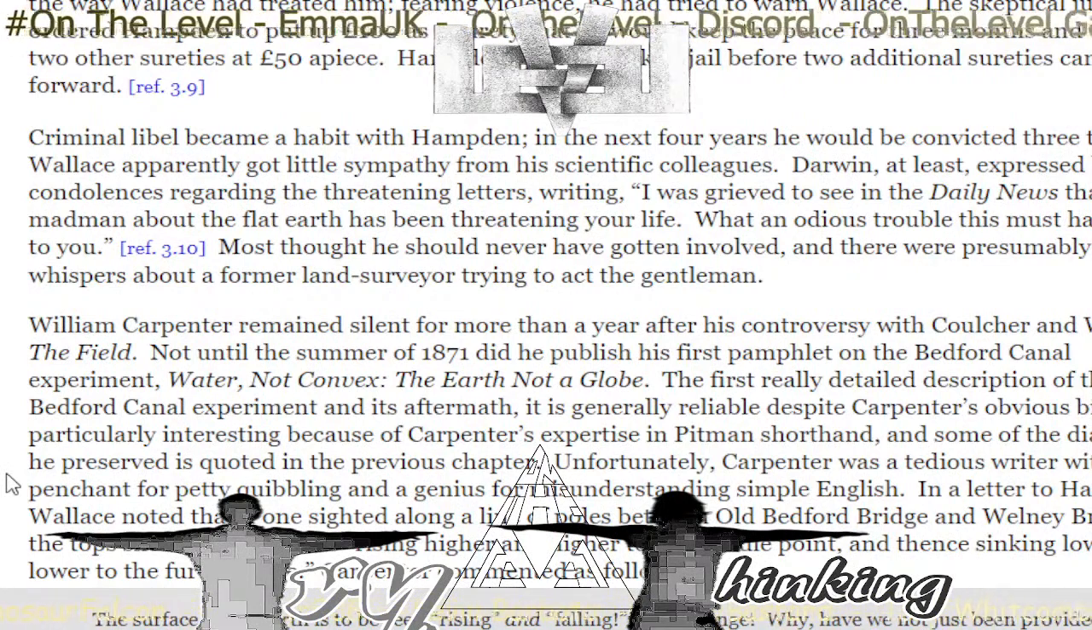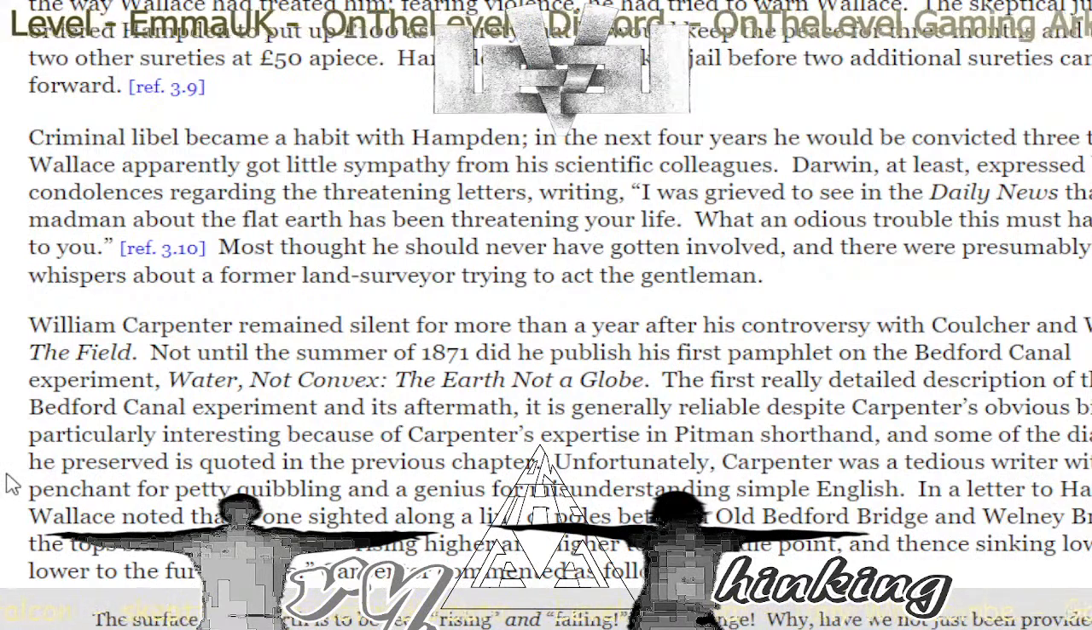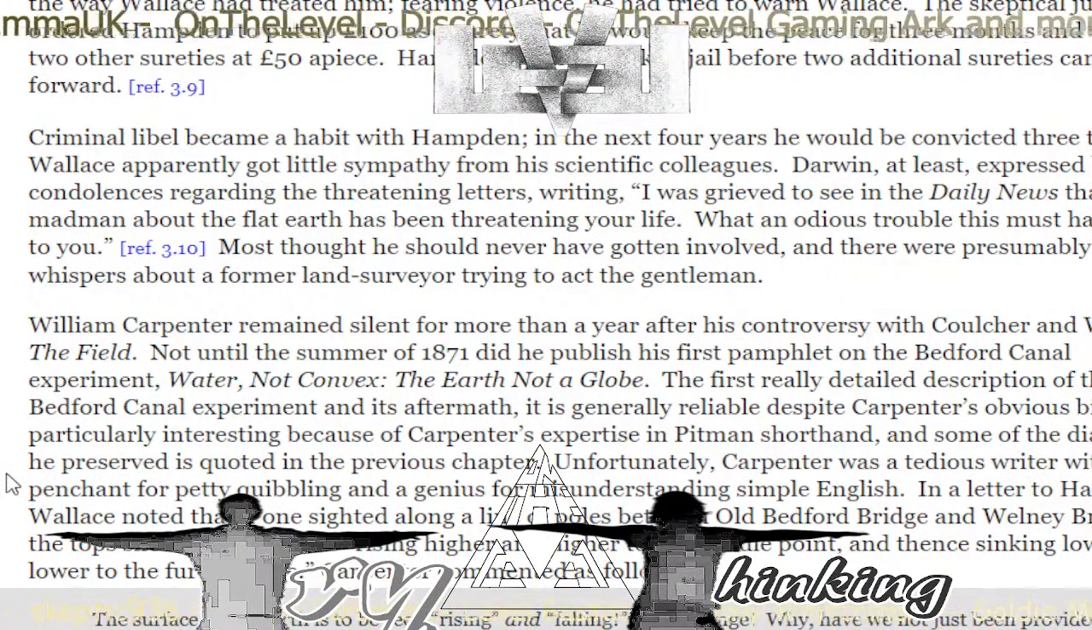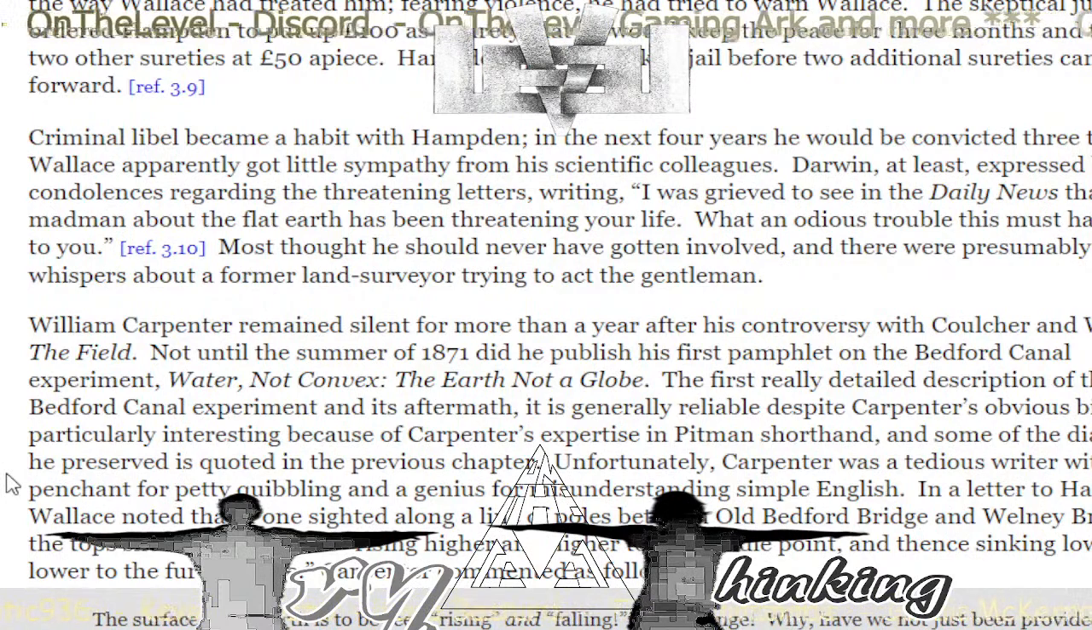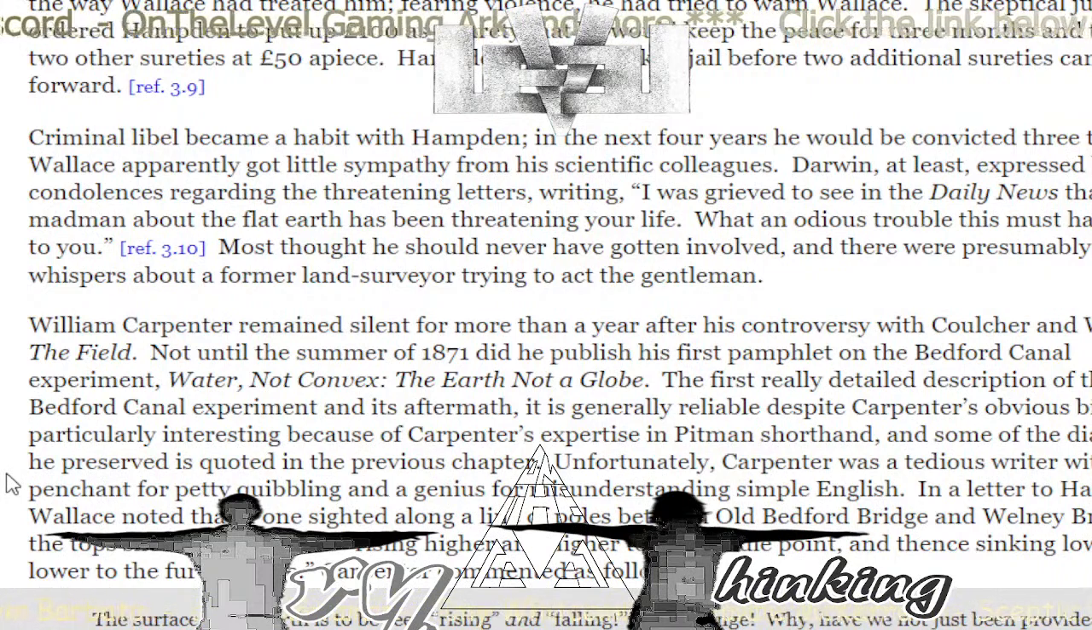Darwin, at least, expressed his condolences regarding the threatening letters, writing, "I was aggrieved to see in the Daily News that the madman about the flat earth had been threatening your life. What an odious trouble this must have been to you."